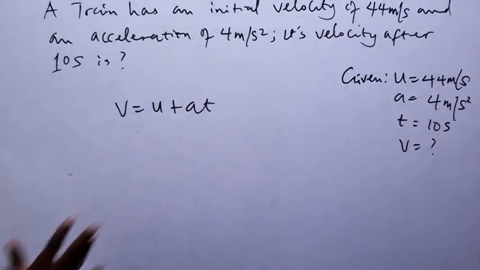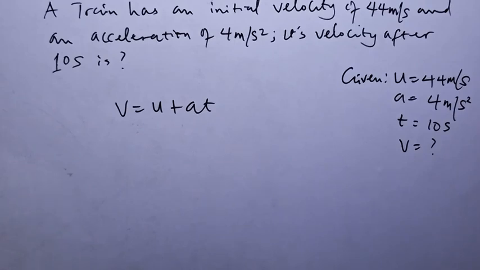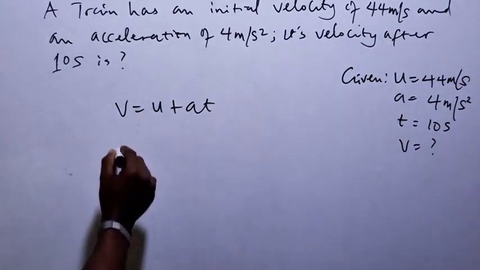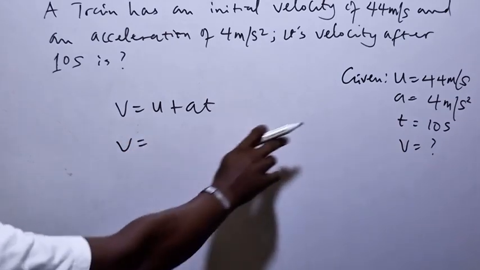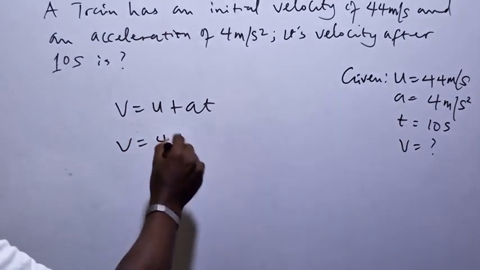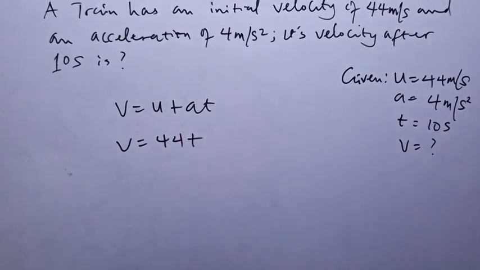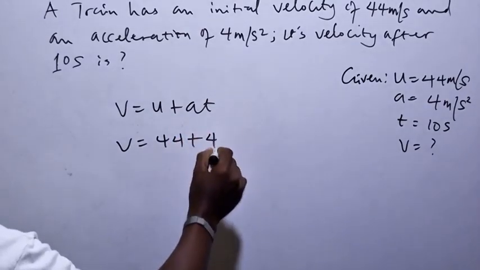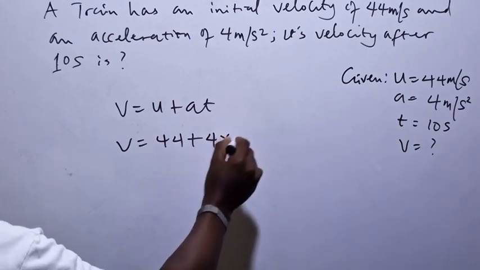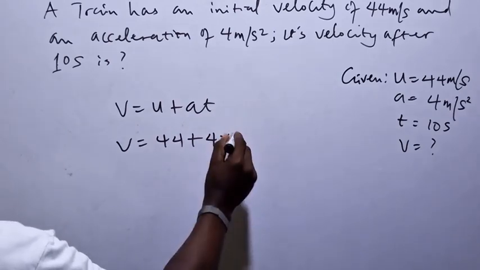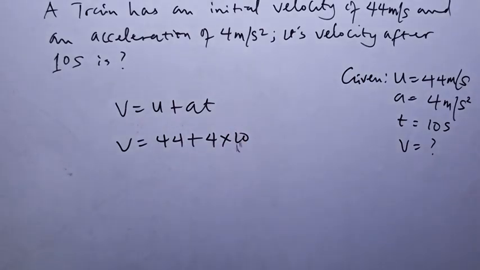We use the formula v equals u plus at. This formula has solved everything. It's just for you to begin to substitute values as given from the question. Now v here equals the initial velocity u, 44 meters per second, plus the acceleration a, 4, multiplied by the time taken, 10. Now this is almost 80 to 90% solved.